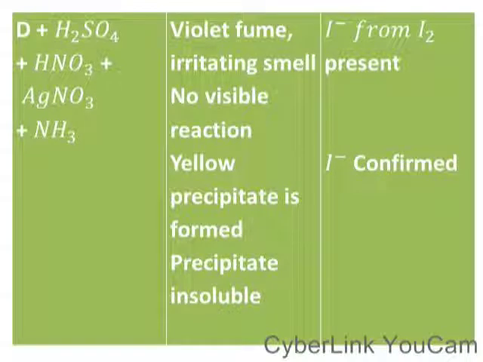Now, when you take D plus H2SO4, you add HNO3 plus AgNO3 plus NH3, or you just add toluene's reagent here. There will be a violent fume, irritating smell. Now, look at it. Let's take it one by one. When you add HNO3 directly to this, there will be no visible reaction. When you add AgNO3, that is when you have yellow precipitate.